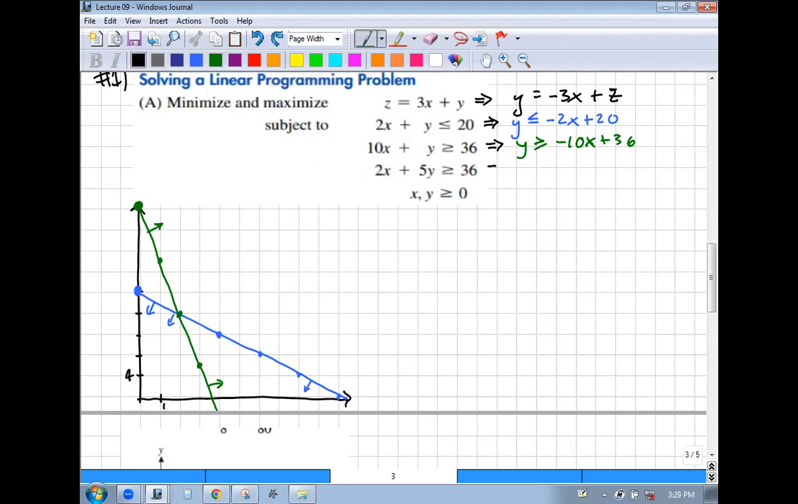And now we have one more. We'd have 5y bigger than negative 2x plus 36, okay? So if we divide everything by 5, negative 2/5 x plus 36/5. What is 36/5? We can't really reduce that. 7.2. I'm going to go ahead and write that as a decimal, because 36/5 is kind of a lousy fraction. All right, we'll do this one in purple. If we go up 7.2, if that's 8, 7.2 is around here.